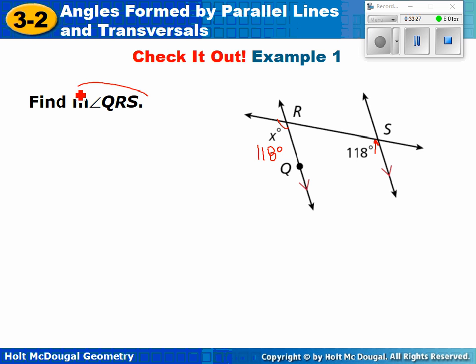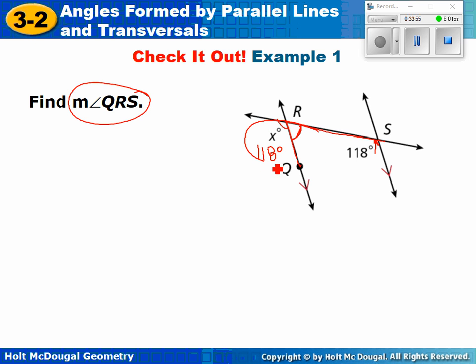But it asked for QRS. QRS is not this angle. QRS is the angle adjacent to X. So what kind of angles are these two angles? Okay, when I ask you what kind, I don't want to hear congruent or supplementary. I want you to tell me what kind of angle pair they are. So what kind of angles are these two?